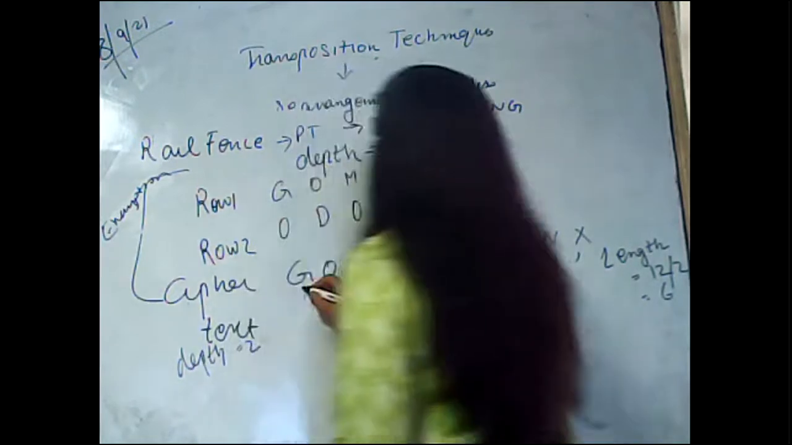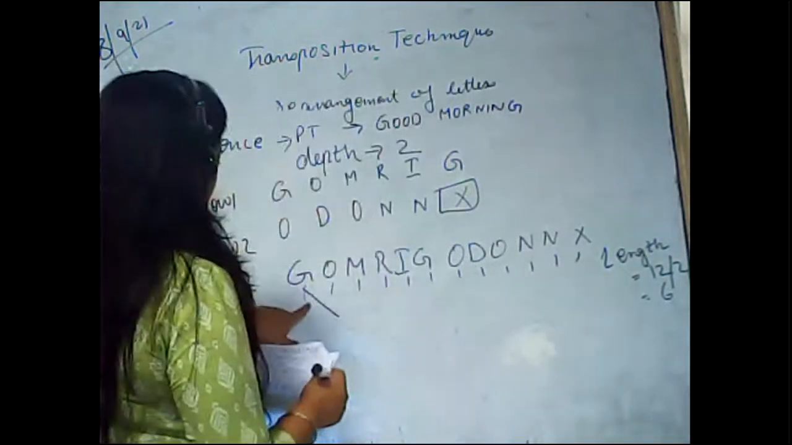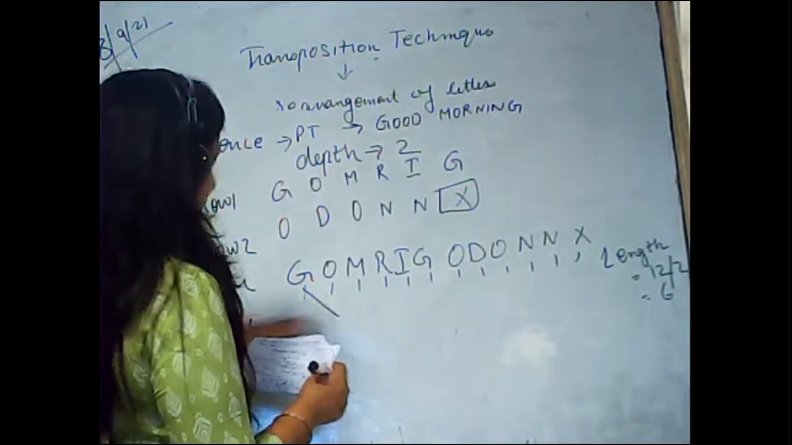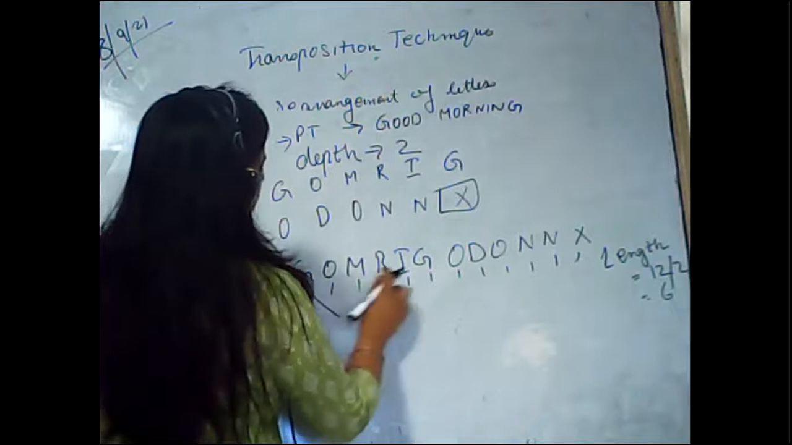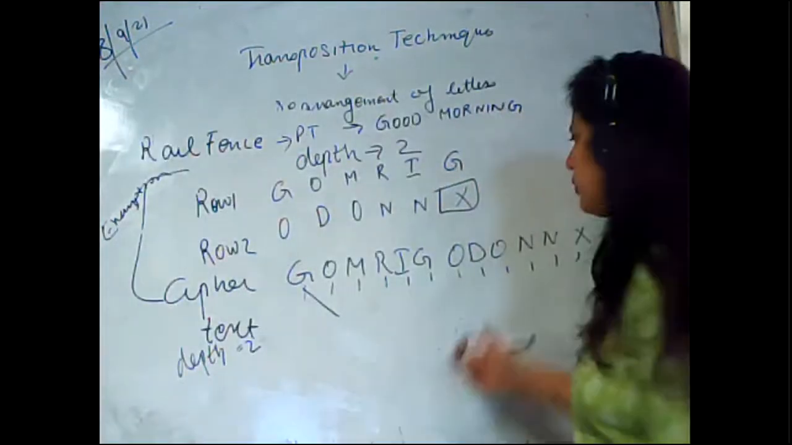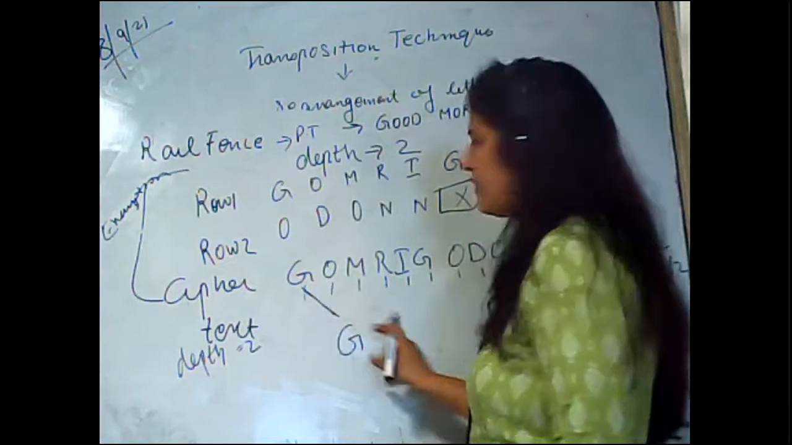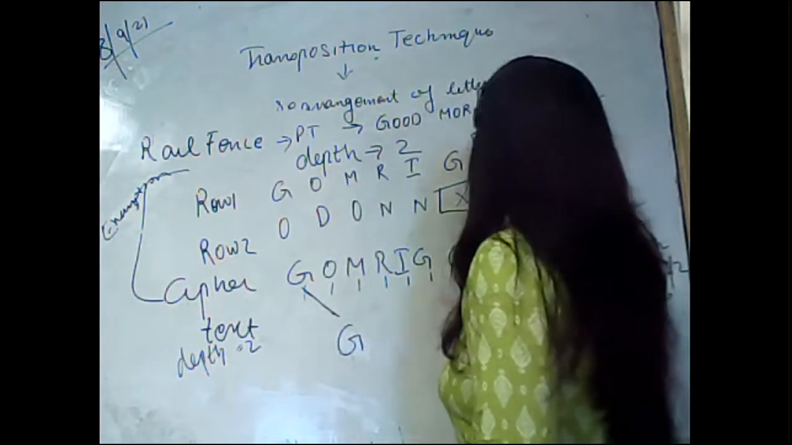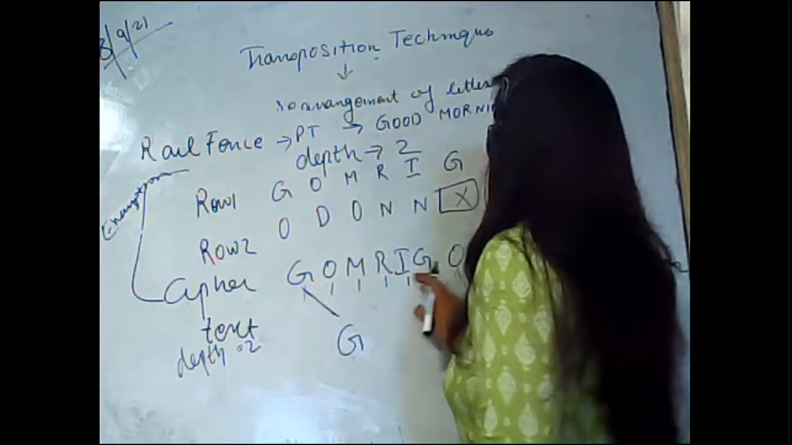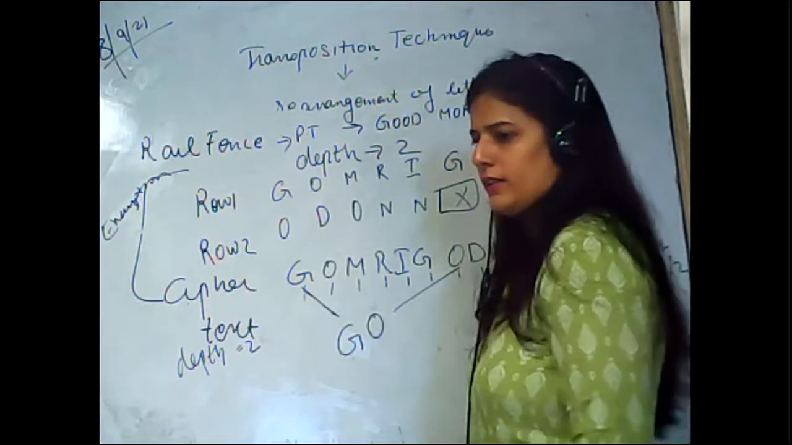So this is G. Okay, 1, 2, 3, 4, 5, 6. So 6 will be the total. This is the G part. So the first letter of your plain text will be G, and you will move towards the 6th letter: 1, 2, 3, 4, 5, 6. This is your O. So you will get O.